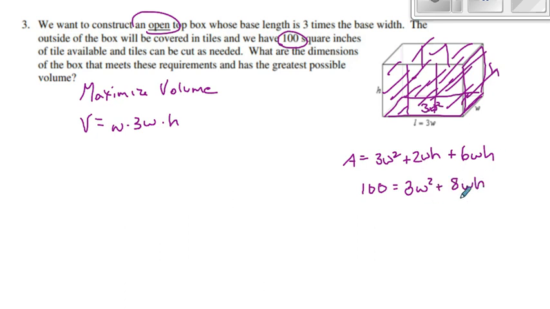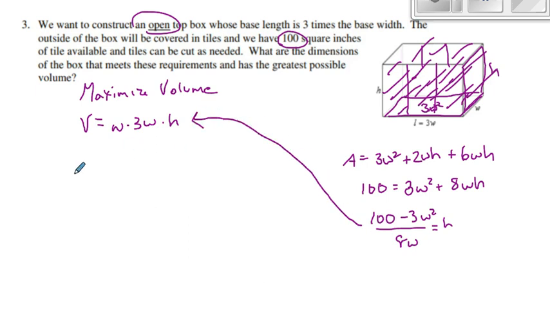All right, so we could solve for W or H, but clearly H is much easier to solve for. So we're going to do that. 100 minus 3W squared all over 8W gives us H. And now we're going to plug that in right over here. So we've got volume equals W times 3W times 100 minus 3W squared all over 8W. Now you might wonder why I hadn't multiplied this out. I kind of saw what was coming up, and I was like, oh, I can cancel with these W's. There we go. That's nice and easy.